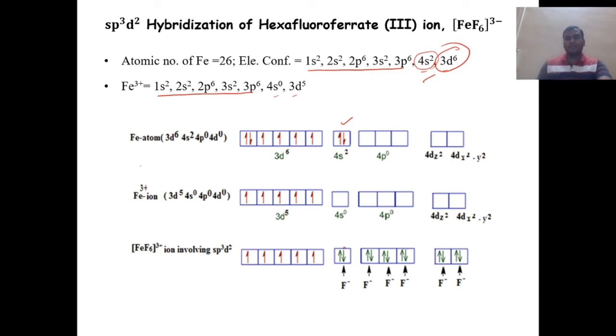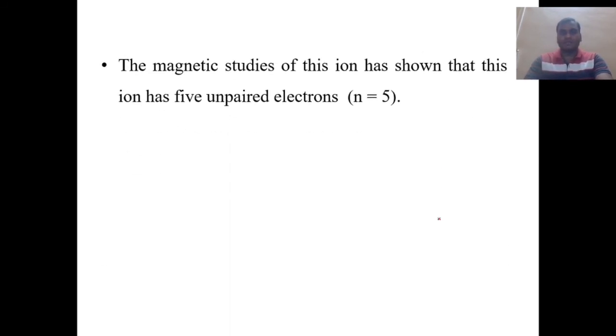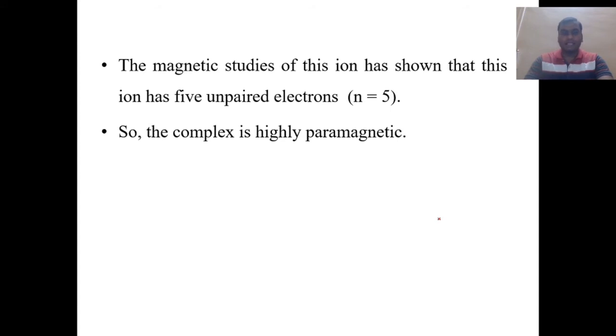So here you can see one s orbital, then 3 p orbitals, and then 2 d orbitals of the same shell. See here, 4s, 4p and 4d. So here the hybridization that takes place is sp3d2. Okay, so the magnetic studies of this ion have shown that this ion has 5 unpaired electrons. So n is equal to 5.